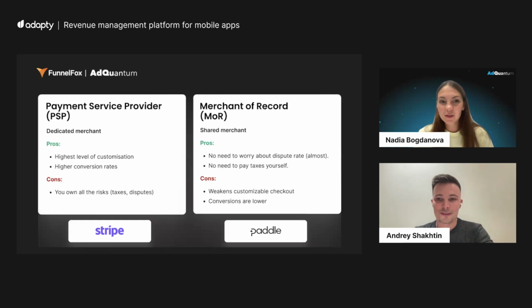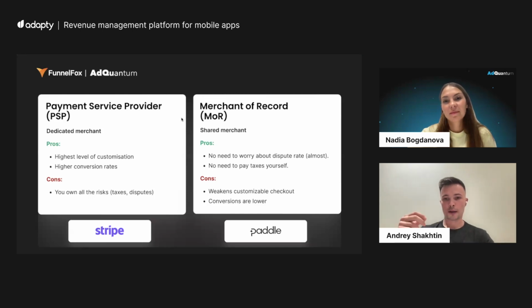But what is good news? The taxes, I think, from Stripe or any other provider, are not so high as you pay, for example, to the Apple Store while doing your campaigns. And another type is called merchant of record. They use a shared merchant for different sellers. So basically, you sell subscriptions on behalf of this merchant, so on behalf of this provider.